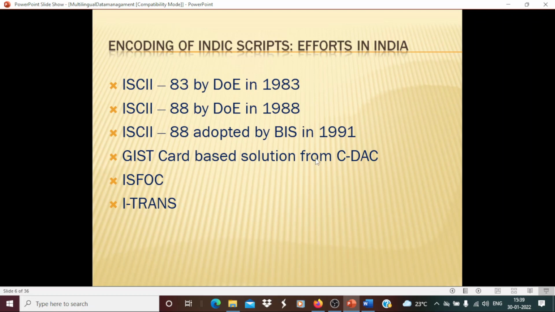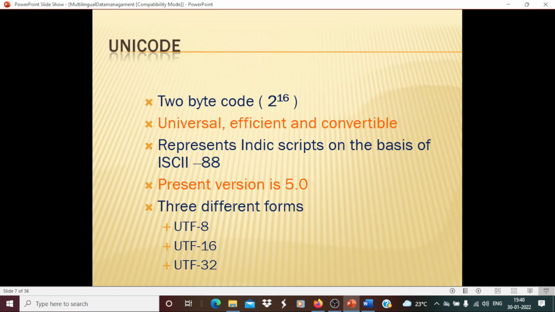CDAC came up with a solution called the GIST card based solution, through which we can enter the English language and any one Indian language at any given point of time. Different kinds of sister projects came, ISFOC, iTrans, and so on. But all of these projects were superseded with the entry of Unicode.